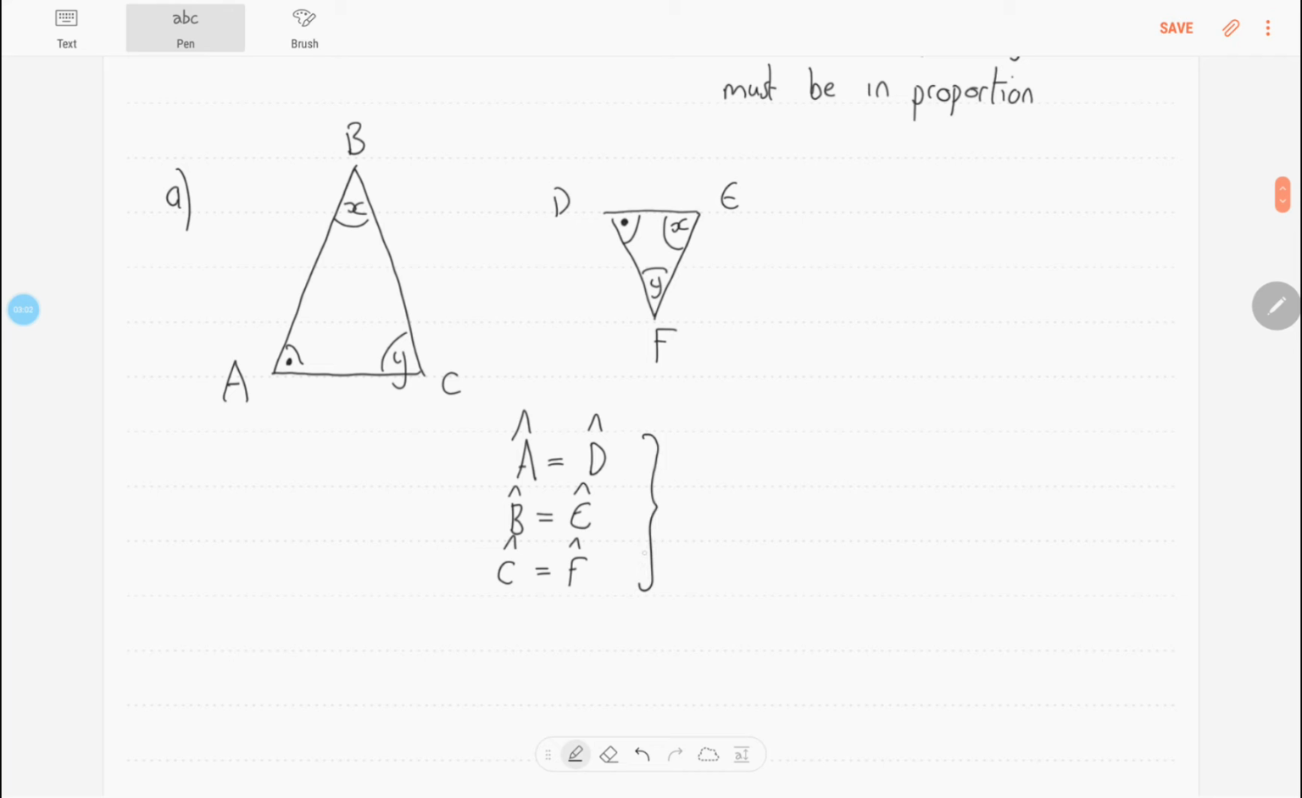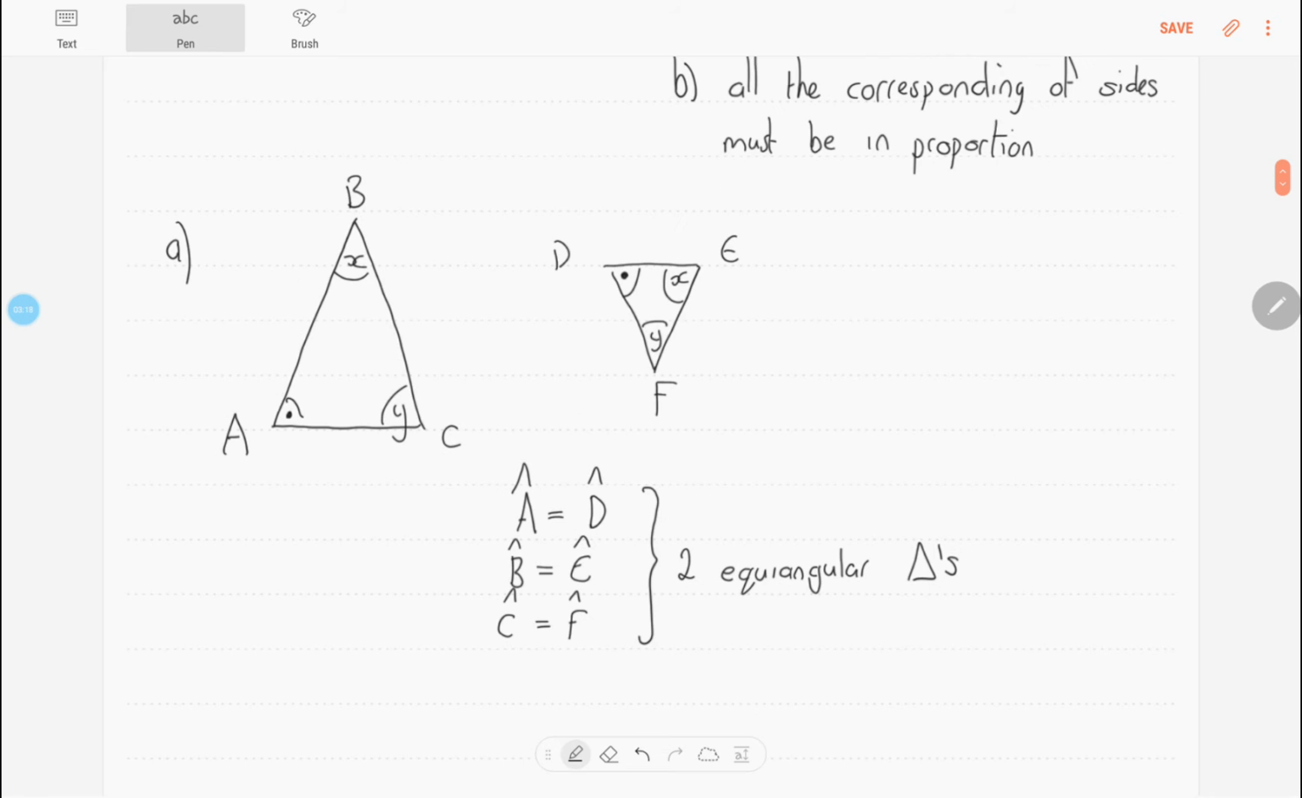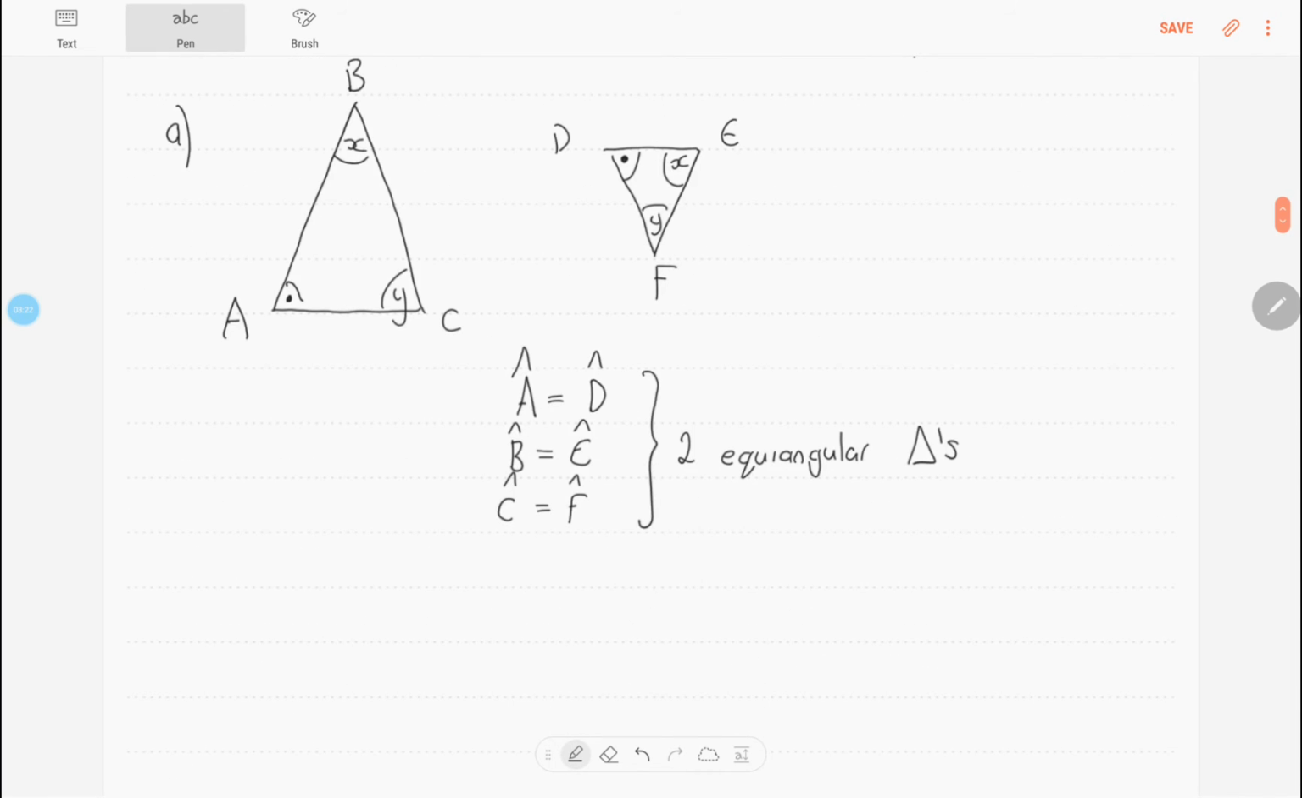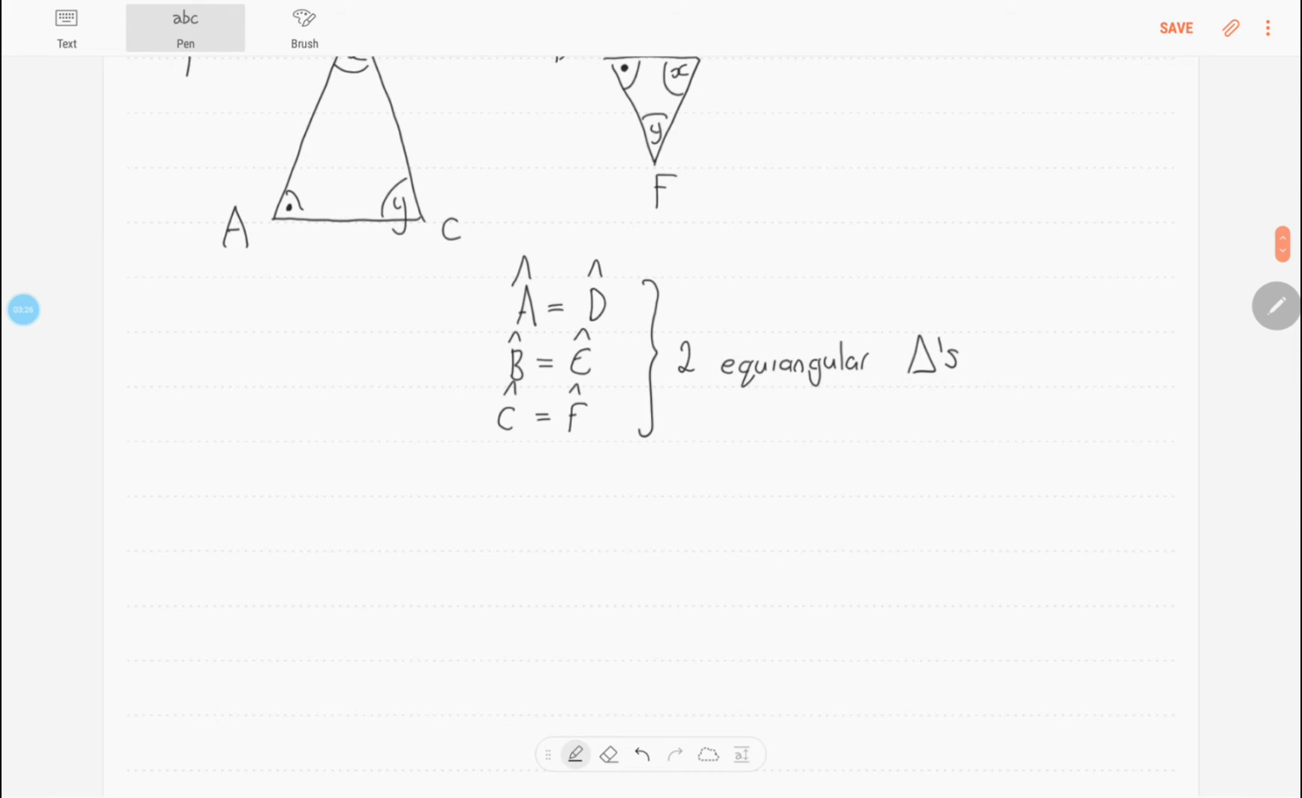What this means is that we have two equiangular triangles. So we fulfilled one of the criteria for similarity, our angles are the same. Cool beans. We'll get into the order of them now. It only matters once we know the length, so we'll get into that now.